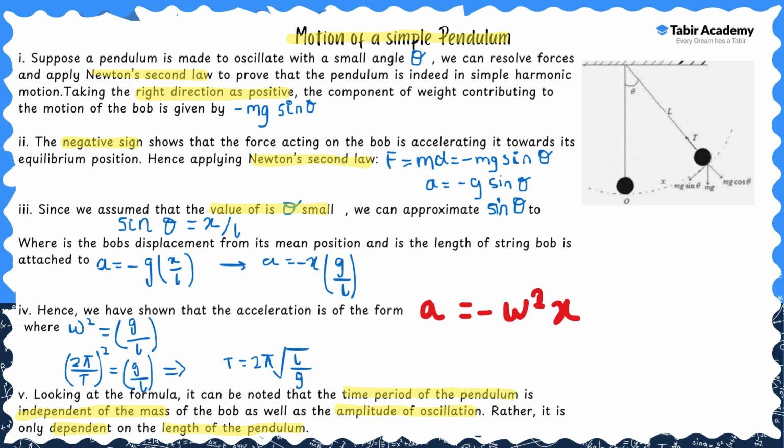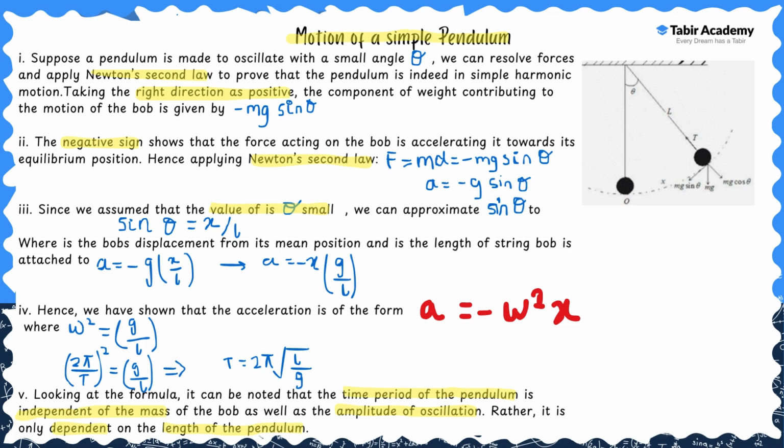And since we assumed above that the value of theta is small, we can approximate that sin theta is equal to x over L, where x is the bob's displacement from the mean position and L is the length of the string the bob is attached to. And if we substitute this equation into the acceleration equation, we'll get a is equal to minus x multiplied by g over L.